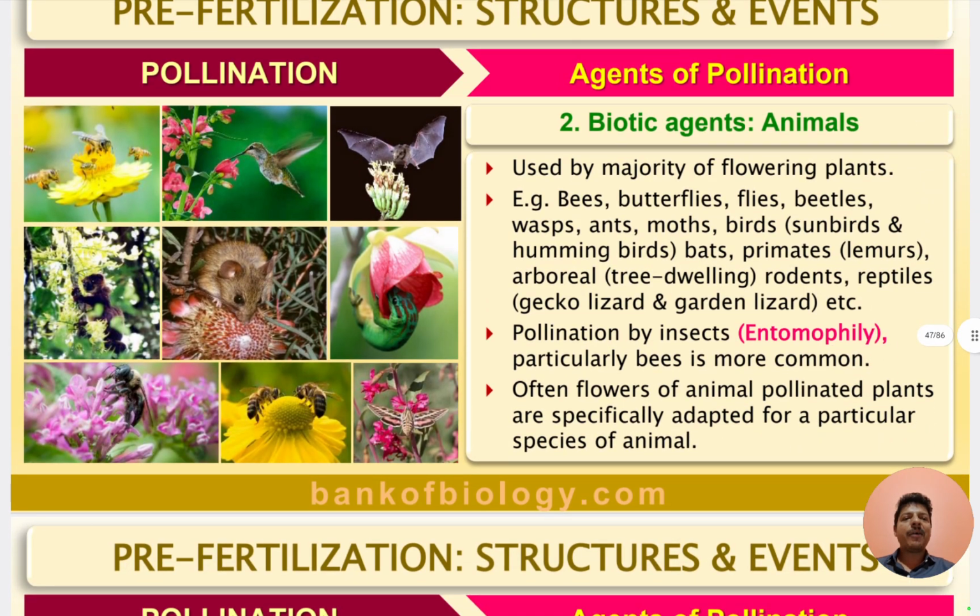Next, biotic agents. Animals are used by the majority of flowering plants, for example bees, butterflies, flies, beetles, wasps, ants, moths, birds, sunbirds and hummingbirds, bats, primates or lemur, arboreal tree-dwelling rodents, reptiles, gecko lizard and garden lizard. Here, pollination by insects is called entomophily. Particularly bees are more common. Often flowers of animal pollinated plants are specially adapted for particular species of animals.